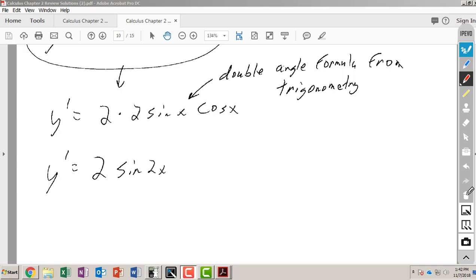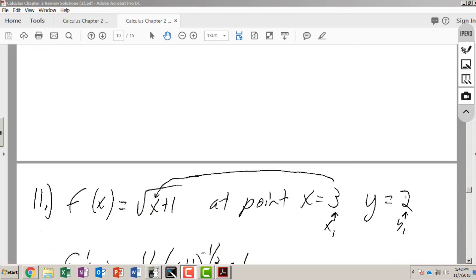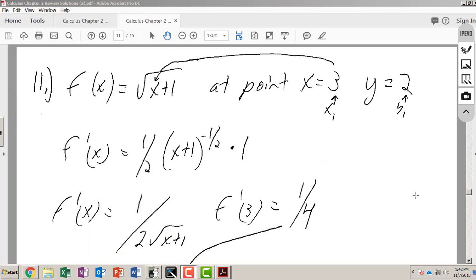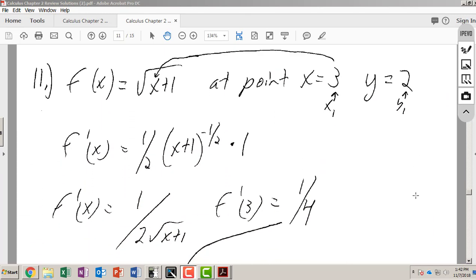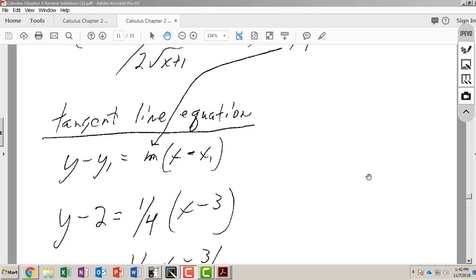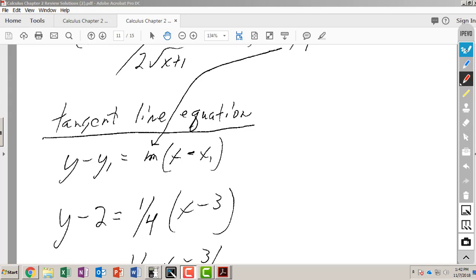So on this next problem, number 11, it says we have this equation. It says we got f of x equals the square root of x plus 1. And it says in the directions, find an equation of the tangent line to the graph of f of x equals the square root of x plus 1 at the point where x equals 3. So remember, anytime that you're finding a tangent line equation, so if I'm going to scroll down here, I'm going to show you, you have to use your formula.